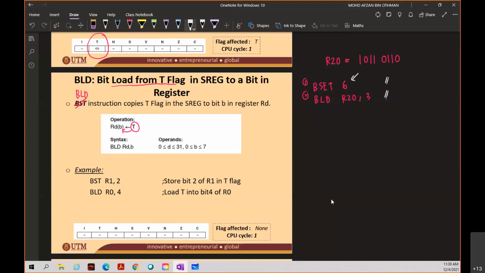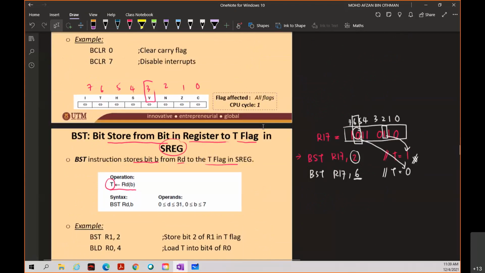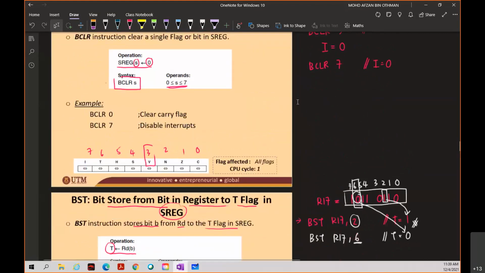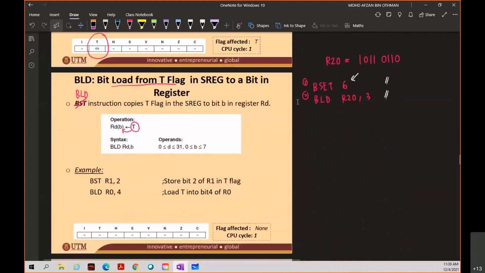This is BSET. What is the meaning of BSET 6? You go to location 6 inside of your status register and make it 1. This is bit 0, 1, 2, 3, 4, 5, 6, and 7. Bit 6 is actually your T flag. So what happened here is you make your T equal to 1.